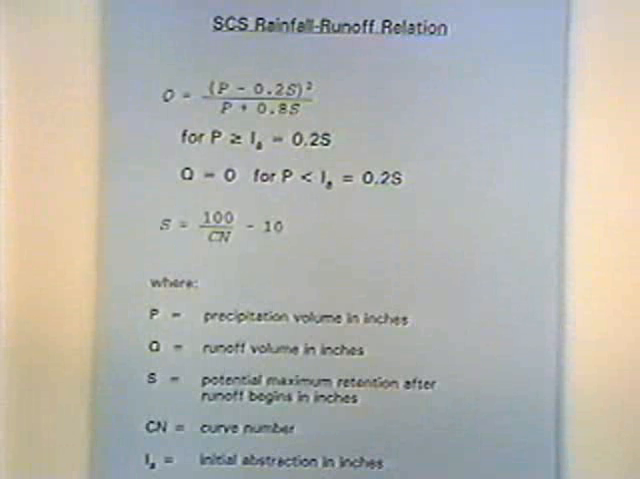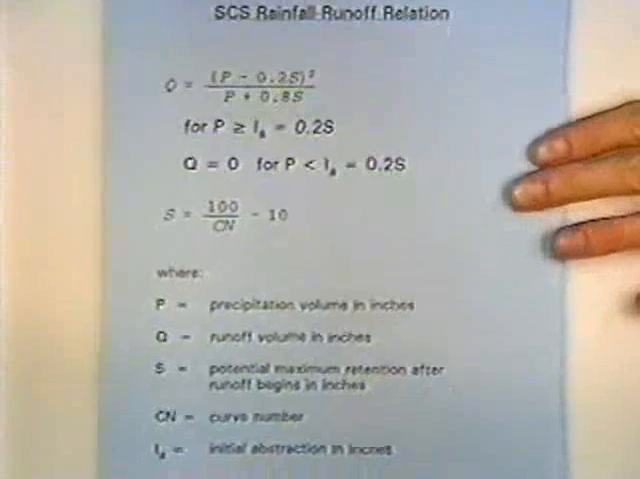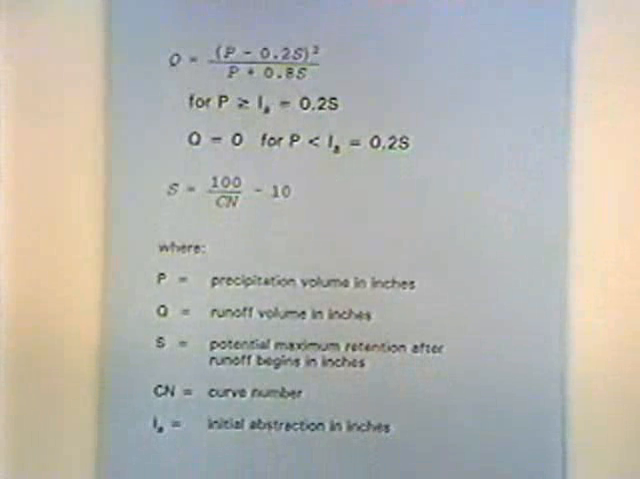S, by definition, is called the potential maximum retention after runoff begins, and that's in inches. And the concept there, if it rains forever, what happens, the infiltration capacity decreases as the ground gets saturated, and the S is the maximum amount of infiltration you could have if it rained forever. That's what it physically represents.